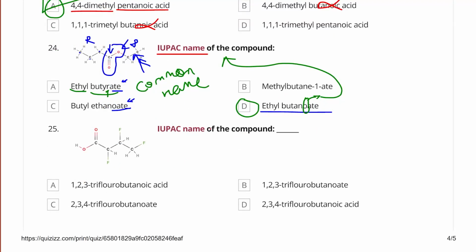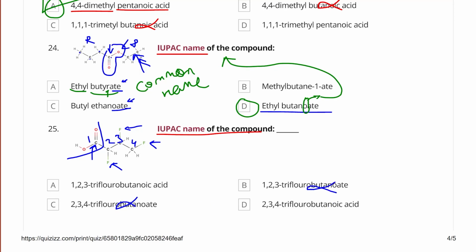Question 25, my friends. The IUPAC name of the compound. So we have the halogens, as you see, fluoro groups, fluorines, and here the carboxylic acid. 1, 2, 3, 4. Don't forget the carboxyl group here. The carbonyl carbon is the first carbon. So it's a butanoic acid.